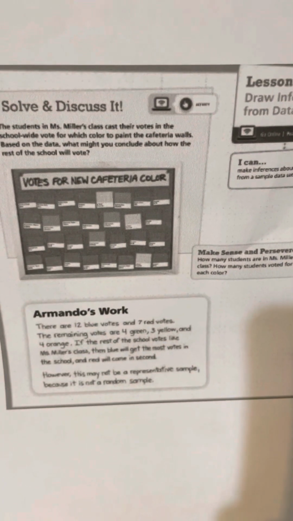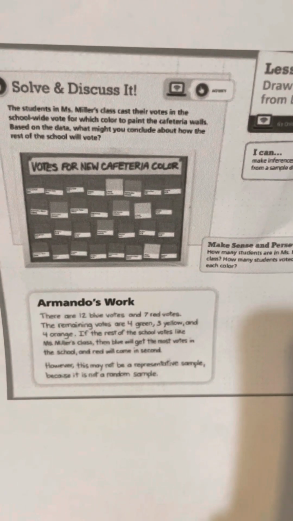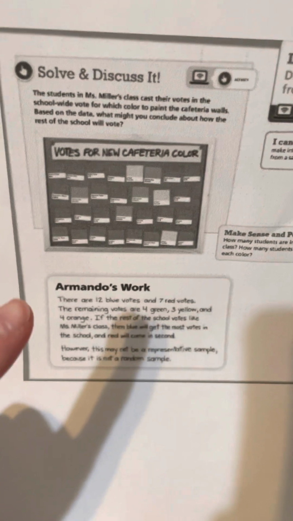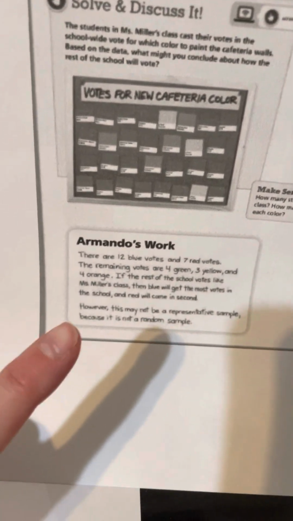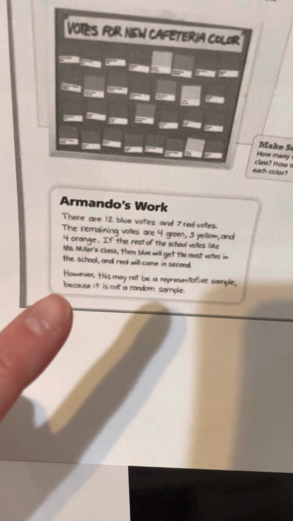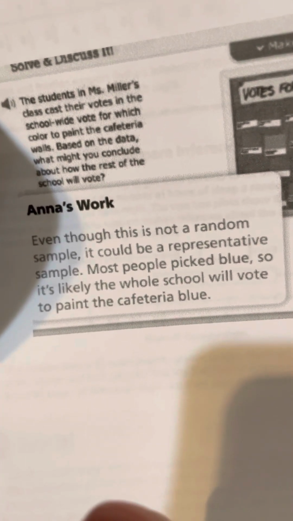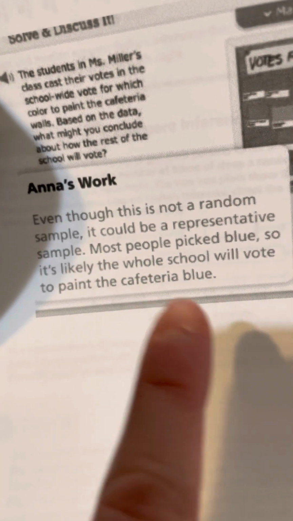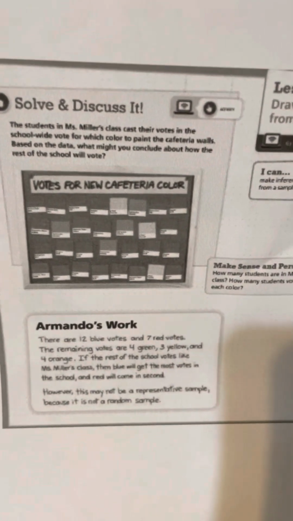So remember, a population is the whole school, a sample is part of the school, and a representative sample would be random, so it represents the population fairly. So that's the inference that Armando makes, which is one student's example. And then Anna says, even though this isn't a random sample, it could be a representative sample because most people pick blue. So it's likely the whole school will vote to paint the cafeteria blue. So those are two students' inferences that they've made about this set of data.